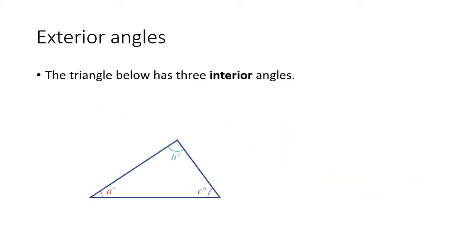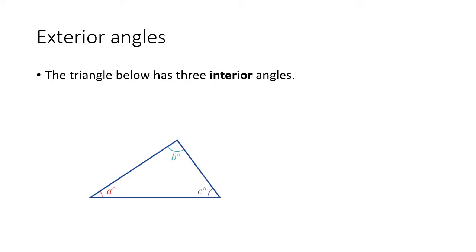Okay, so now we've had a look at the idea of interior angles. We now need to look at another important idea called exterior angles. Now, if you think about the triangle below, we're probably all pretty happy with the idea that it's got three interior angles. So these are the three angles that we can measure that are inside the triangle.